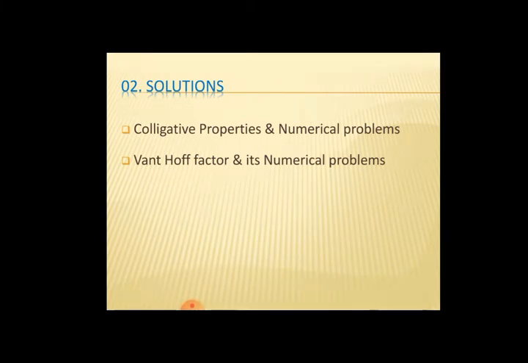In this solution chapter, the first important concept is the colligative properties and the numerical problems based on the colligative properties. So you all know there are four important colligative properties in solution chapter. One is relative lowering of vapour pressure, second one is elevation of boiling point, third one is depression of freezing point, then fourth one is osmotic pressure. So all these four colligative properties and the problems based on this. The next one is the Van 't Hoff factor and its numerical problems. These are the two important concepts under solution chapter.